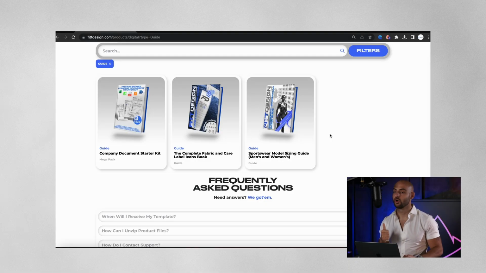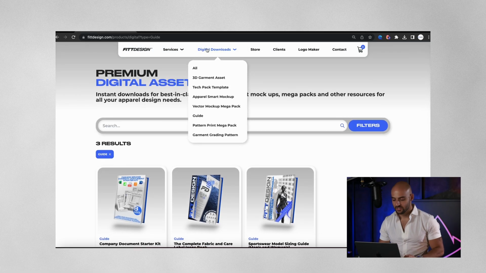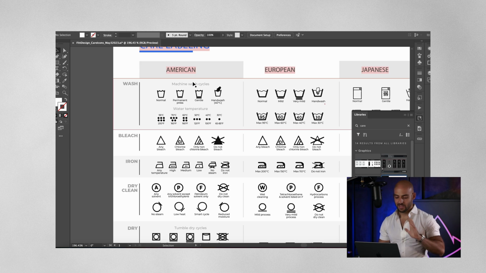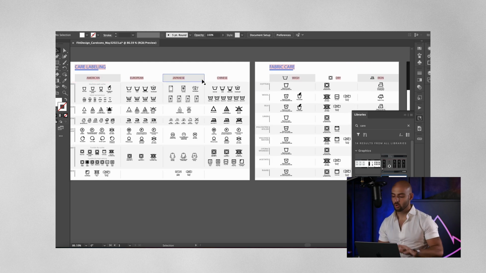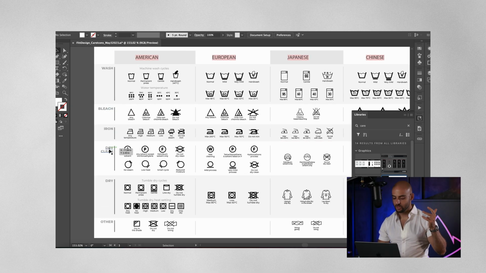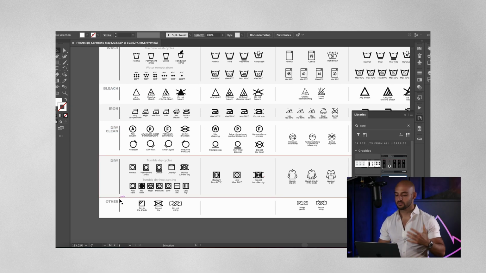So what I'm going to be looking at today is our complete fabric and care label icons book that you can find at www.fittdesign.com in the guide section of our digital downloads section right here. You can download it instantaneously, and you'll be greeted with this AI and this PDF file. I'm opening up the AI file today and I can take a look at my core grid. What I have is a bunch of wash, bleach, iron, dry clean, dry, and other types of icons.